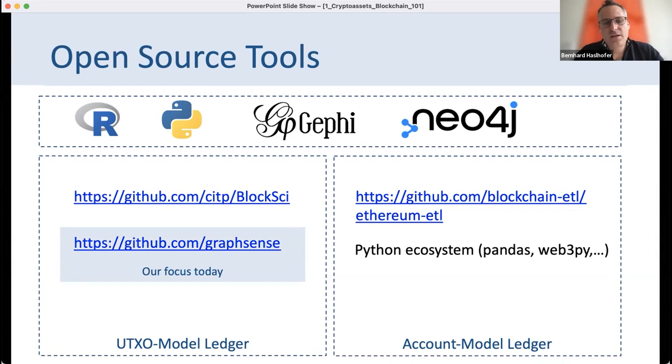So for analyzing UTXO model ledgers, there are two open source implementations available. One is BlockSci, which is a Python library for analyzing Bitcoin-like blockchains in memory. So it's really rather low-level tooling one can use to apply the most important but also most basic analytics methods we will talk about today. Then there is GraphSense. This is the open source software that's developed by us.